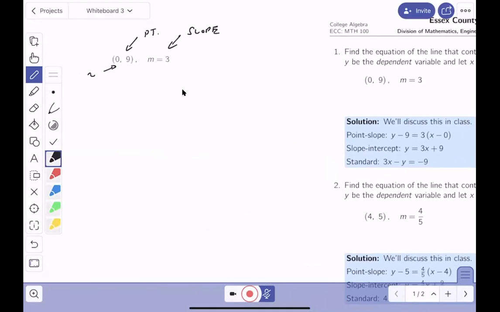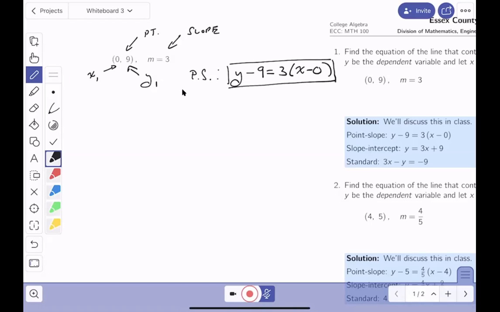If this is a point, this would be x1. And this would be y1. So I can put the point slope form down, and we'll check it later. So point slope form. I'll put down PS for point slope. All right. So what's that point slope form going to be? Well, it's going to be y minus y1, which is 9, equals m, which is 3, times x minus x1. We're done.